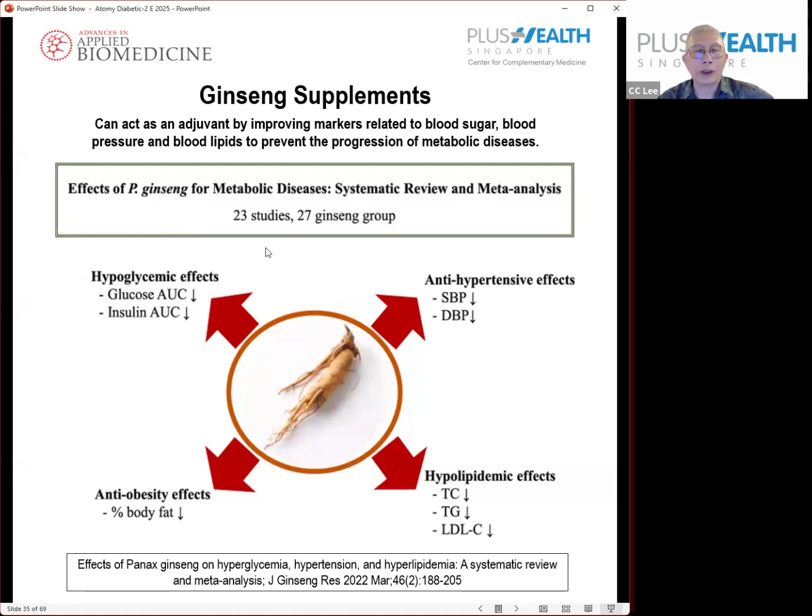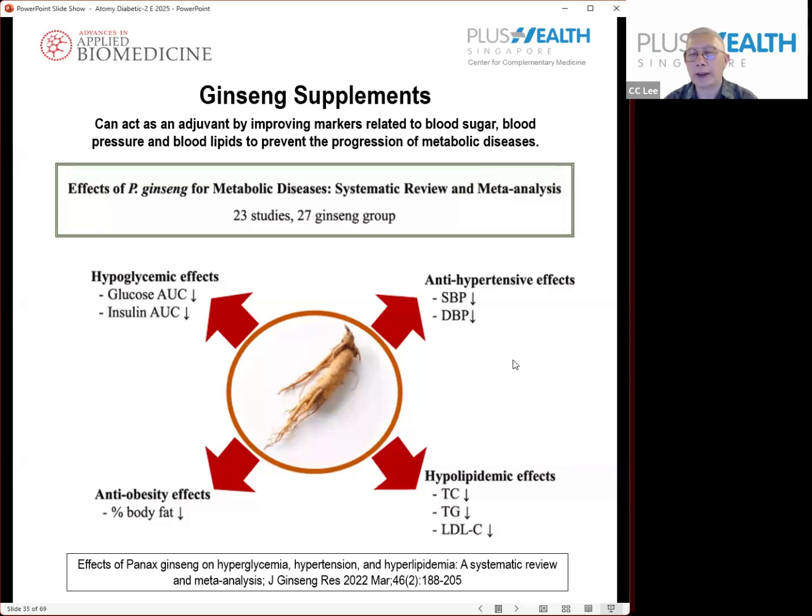One is that it is beneficial for diabetic patients because it can reduce your glucose level, right? It is also beneficial for people who are overweight or obese, right? It can help to reduce your blood pressure, right? And it can also help to reduce your triglyceride and bad cholesterol, sorry, right? So basically, it covers the full spectrum of the metabolic syndrome.